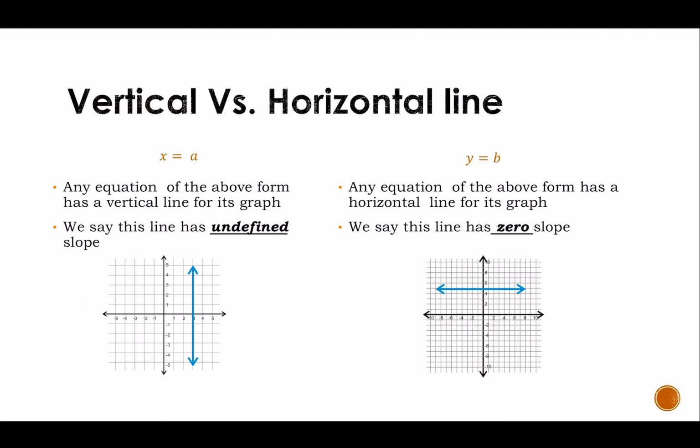So if I have an equation of the form x equals a, that's a vertical line, and we say its slope is undefined. I'm going to show you why that is in the next slide. And when we have a line of the form y equals b, we say this line has zero slope. Now you may be like, oh yeah, because I've got 0x plus b, if we think back to slope-intercept form. But I'm going to show you why it's zero when we calculate it.